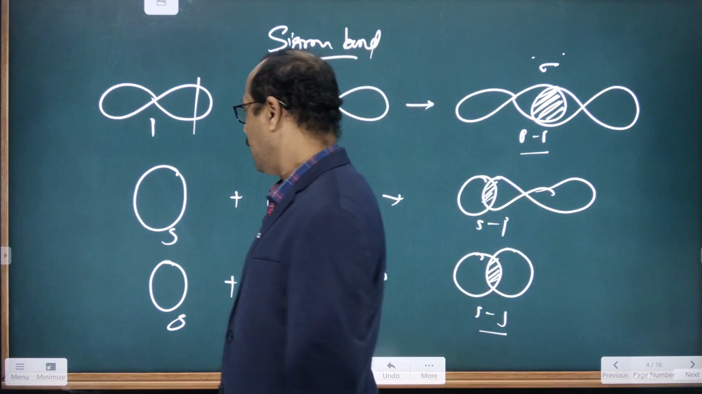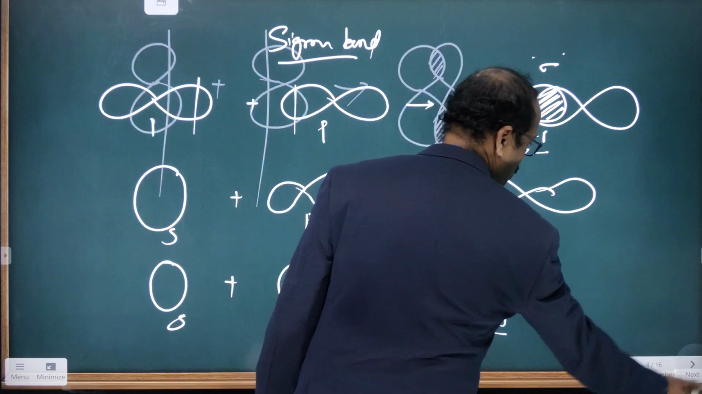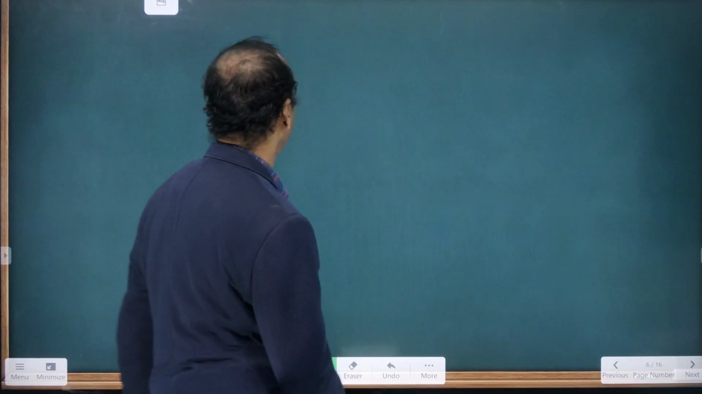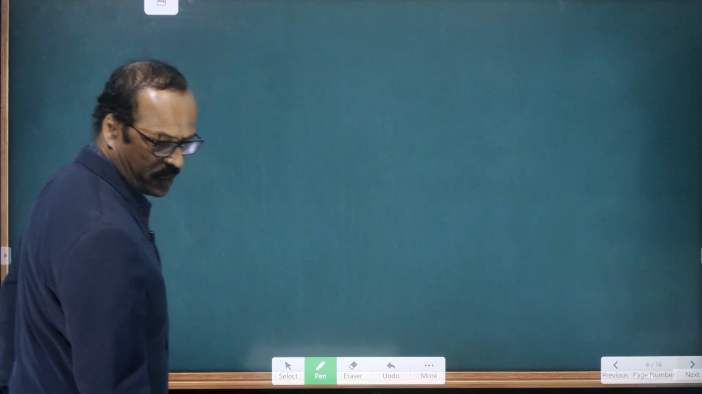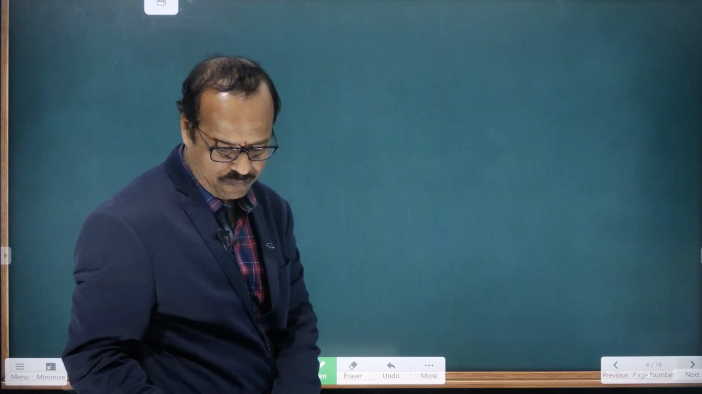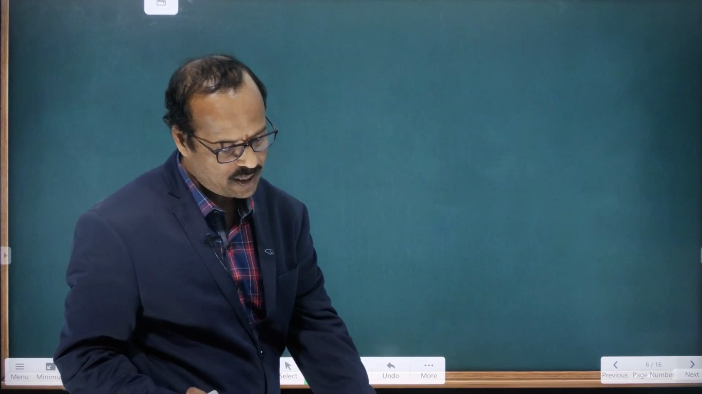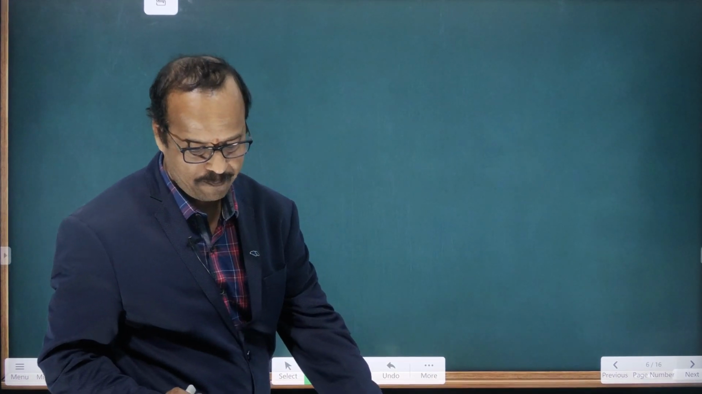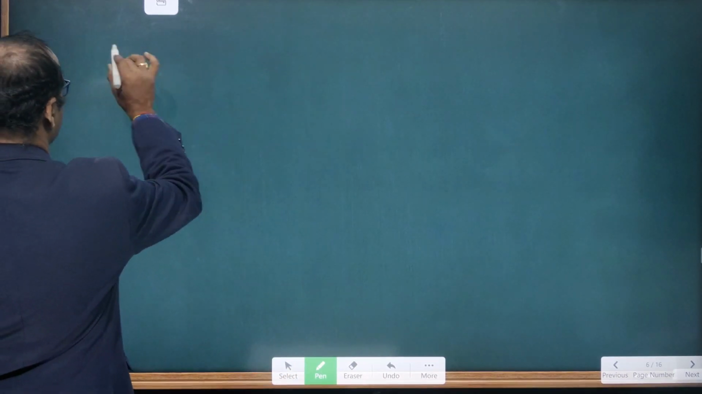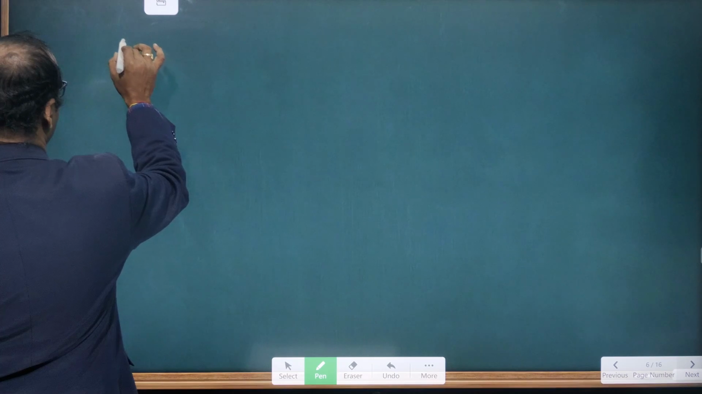Now students, today I am going to discuss some carbon compounds. Here we have some carbon compounds in the material. First one is methane, second one is ethane, then ethylene, acetylene, and benzene. So let us see methane.